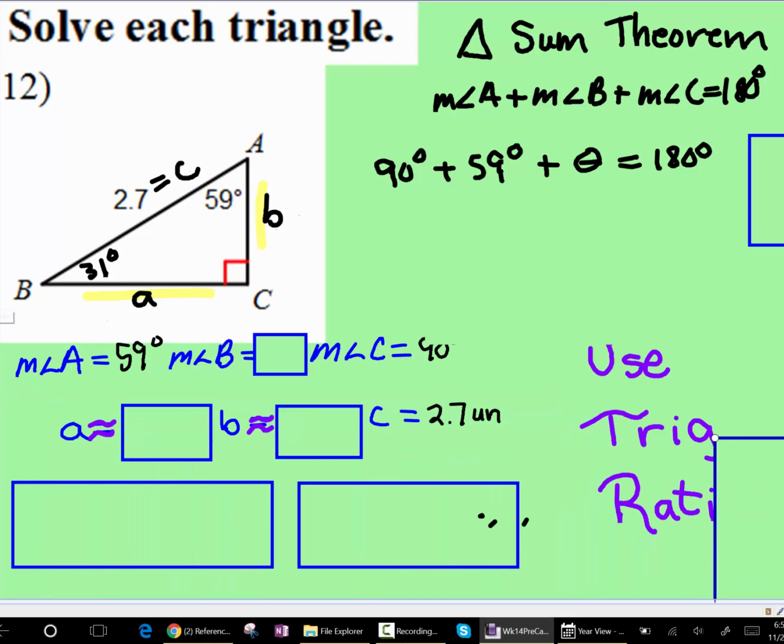What I recommend is writing down everything you currently know. We know the measure of angle A is 59, we know the measure of angle C is 90, and by using the angle sum theorem, the measure of angle B is 31 degrees. We need to know side a and side b, and we know that side c is 2.7. So, trig ratios. Let's look at side a first.